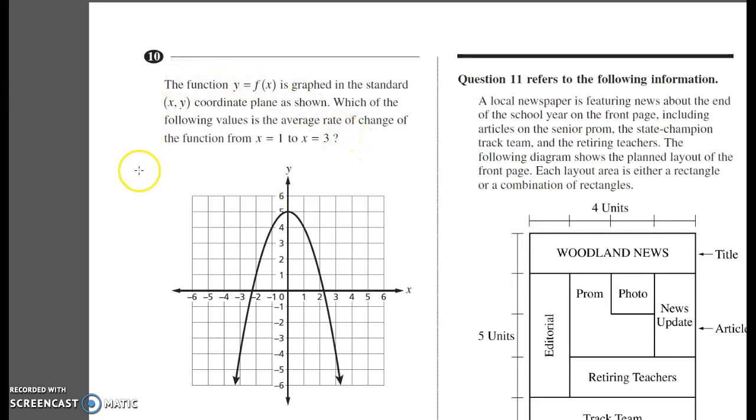The question says the function y equals the function of x is graphed in the standard xy coordinate plane as shown. Which of the following values is the average rate of change of the function from x equals 1 to x equals 3? So what you need to know about this is we're dealing with an xy coordinate plane. This is our y-axis, and this is our x-axis, and then we have this shape.